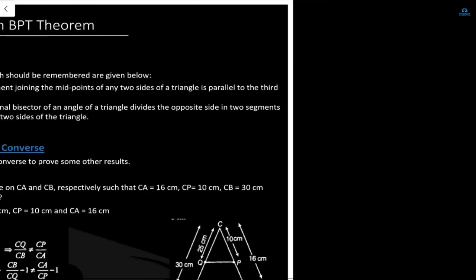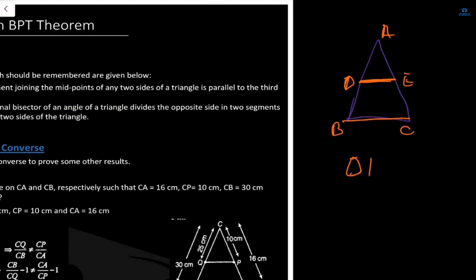Like this is a triangle. So any line that is joining the midpoints of these two sides of a triangle is parallel to the third side, and it is half of it. That means, in triangle ABC with D and E the midpoints, DE is half of BC. AD is equal to DB and AE is equal to EC, that is given. This is your midpoint theorem.